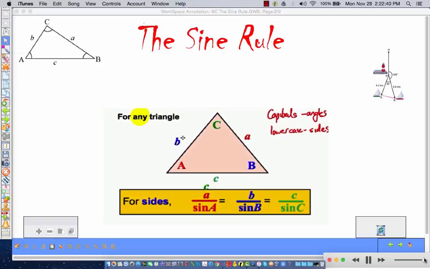Yeah, it's a must for the sine rule. Let's get to it, shall we?